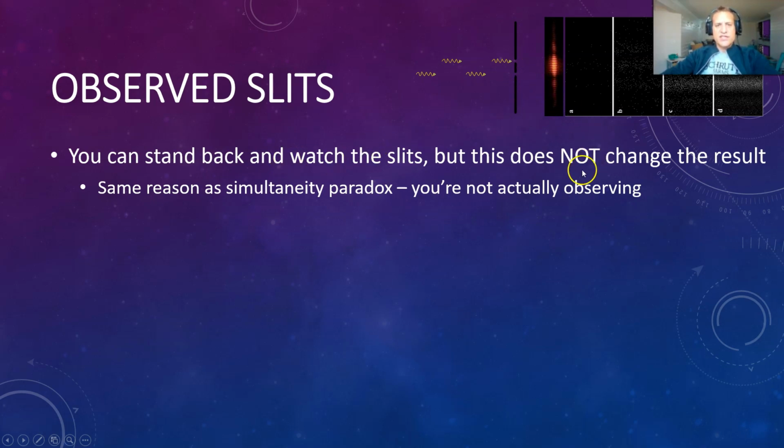Observing the slits changes the results. It's a very particular way in which the slits are observed. And so, for the same reason as the simultaneity paradox, you're not actually observing the photons going through the slits. You're just observing photons which bounce off the experiment, off the plate or whatever it is, that come to you. You observe those ones, but the ones that make it through the slits, you're not observing those, right?